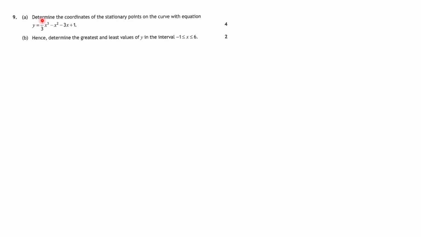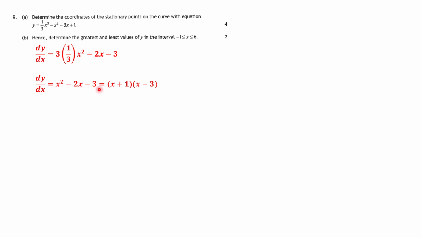Question 9. Determine the coordinates of the stationary points on the curve with this equation. So the first step is to go dy by dx, that's differentiate y. We get 3 times 1/3 x squared take away 2x take away 3. We can multiply these first two terms here to get 1, so we get dy by dx is x squared take away 2x take away 3.